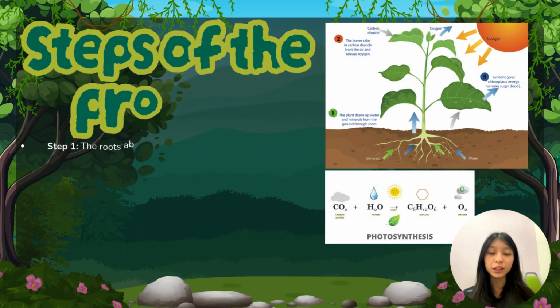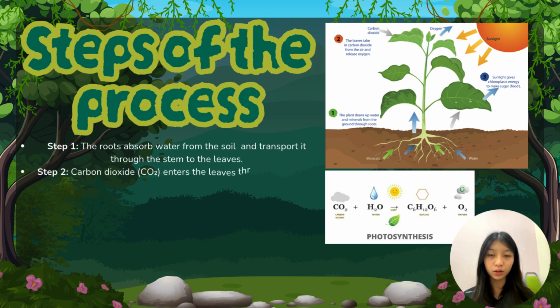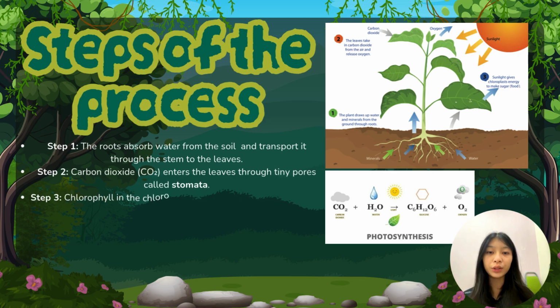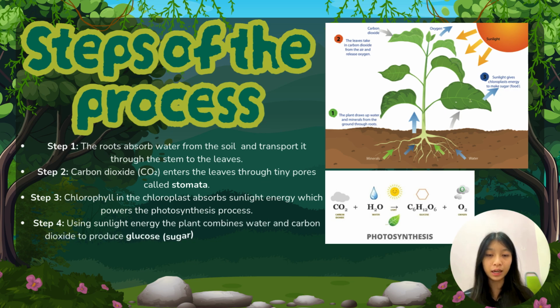The photosynthesis process can be explained in 5 simple steps. First, the roots absorb water from the soil. This water is transported through the stem to the leaves. Second, carbon dioxide from the atmosphere enters the leaf through tiny pores called stomata. Third, chlorophyll inside the chloroplast captures energy from the sunlight. This light energy powers the entire photosynthesis process.